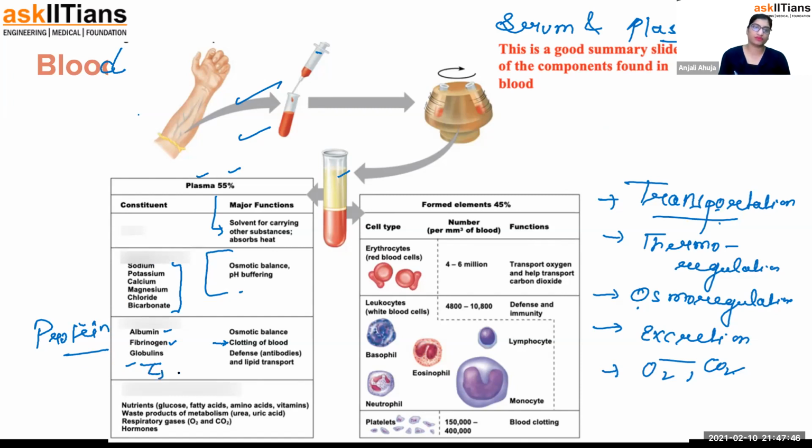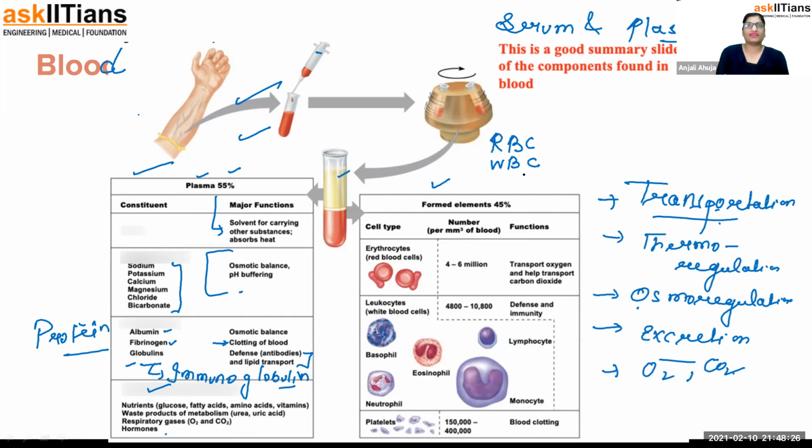I'm writing it. It helps in formation of immunoglobulin, also known as antibodies. And yeah, these are the functions, and other nutrients, as in glucose, amino acids, vitamins, waste products, the respiratory gases, hormones, they all are present in the plasma. Remember. Now I'm going to talk about all the cells present in the blood. Because they're deposited, we call them the formed elements. There are mainly three types of cells present in the blood. One is known as red blood cells. Then there are white blood cells.